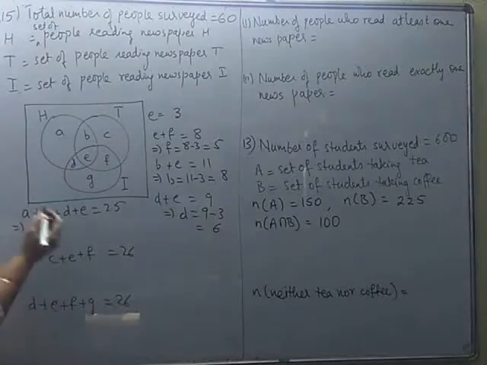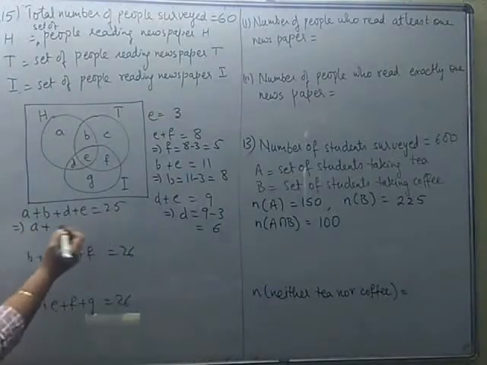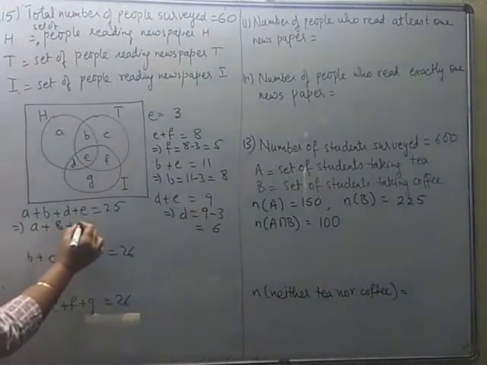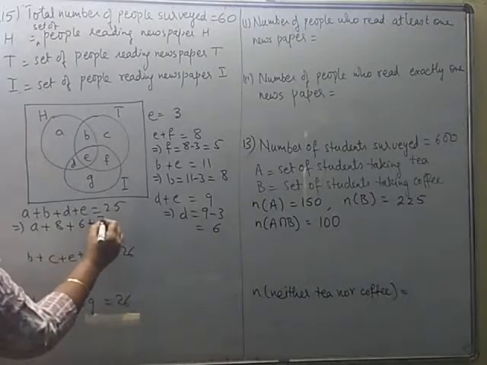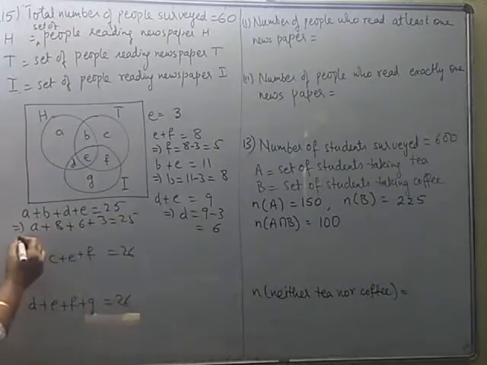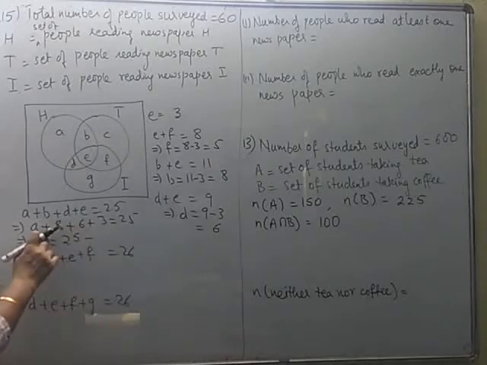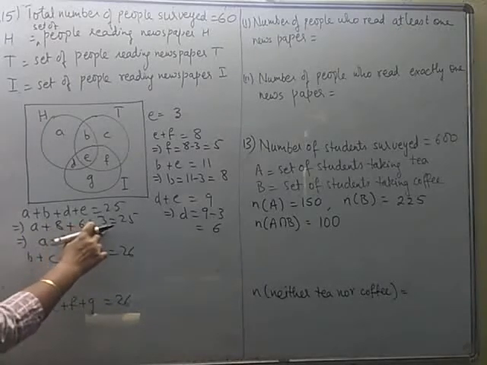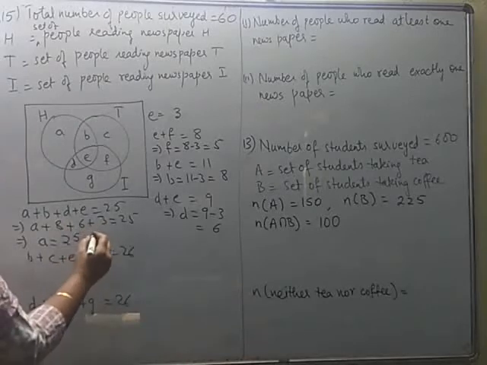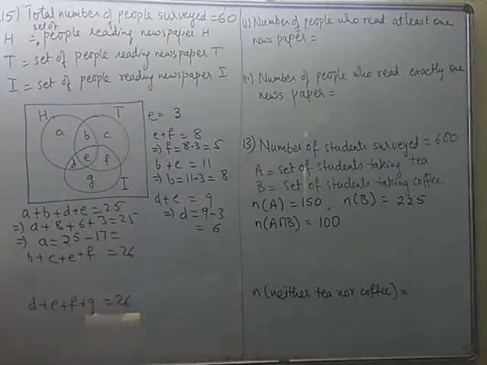Let us see what can be calculated from here. B is done, it is 8. Then D is 6 and E is 3. So this is equal to 25. That means A comes out to be 25 minus the sum of 8, 6 and 3. 8 plus 6 is 14, and 14 plus 3 comes out to be 17. So 25 minus 17 will be 8. So the value of A is obtained.